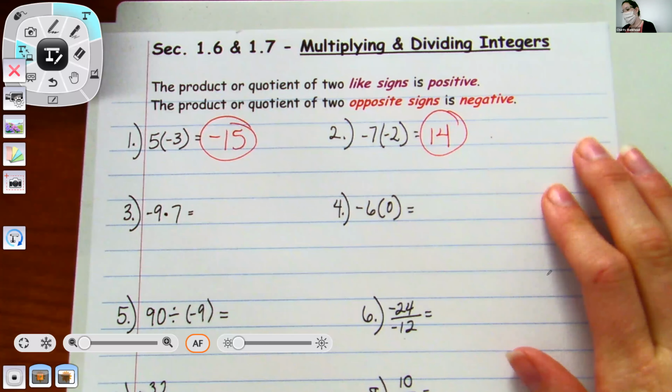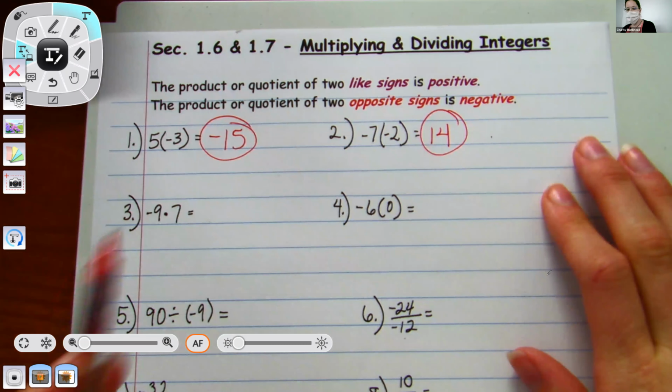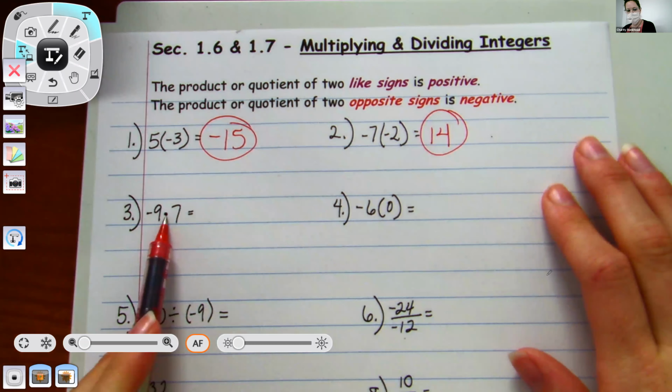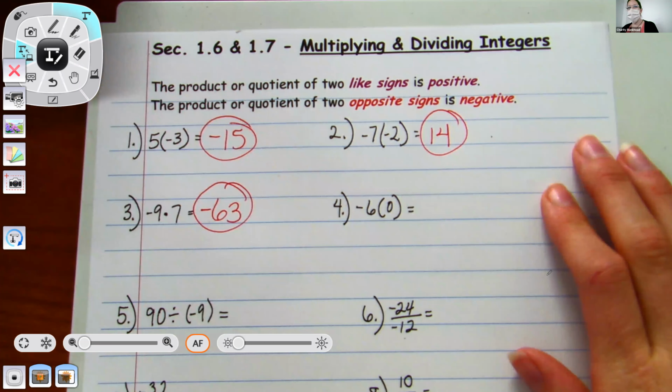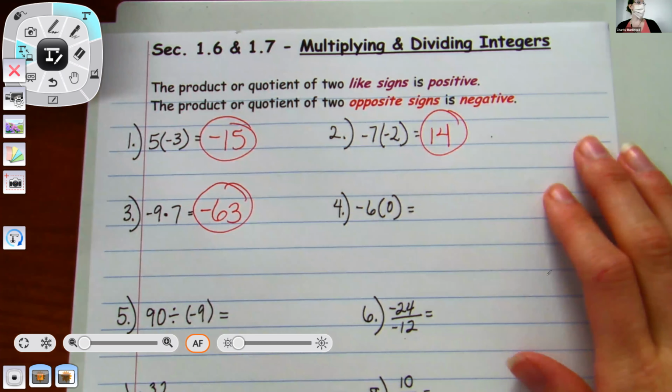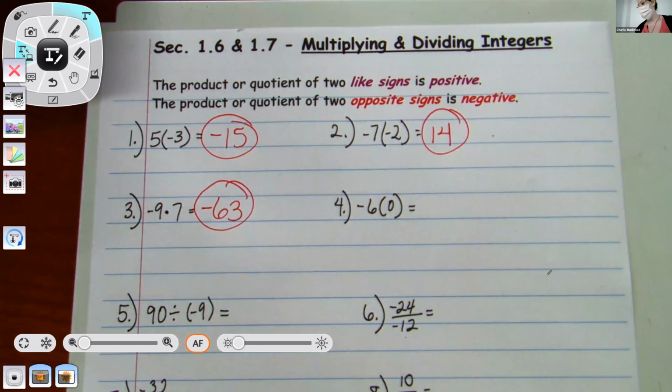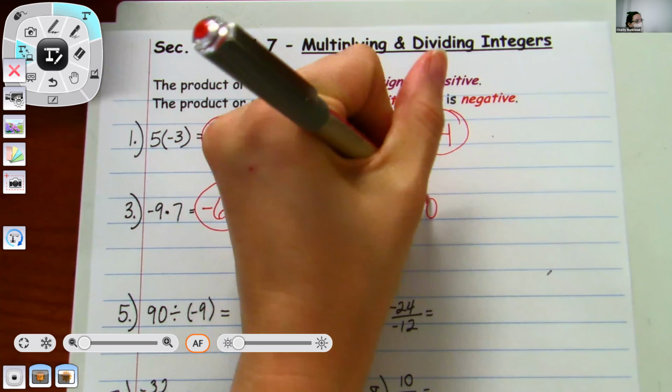All right, another way to indicate multiplying is this dot right here. So -9 times 7 equals -63. If you don't already know your multiplication tables, then you'll need to make sure you work on that. And anything multiplied by 0 is always equal to 0. So -6 times 0 is 0.